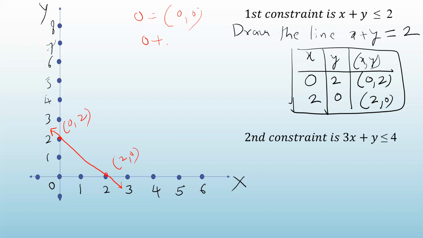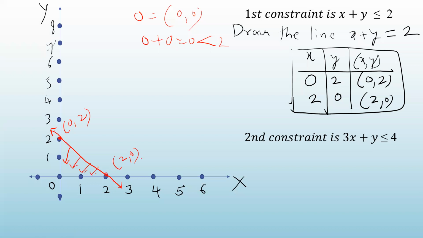So 0 plus 0 will give me 0. What is my right hand side? It is 2. Look at the relation between 0 and 2. You know that 0 is less than 2. So that means the region where this point (0, 0) belongs is given by x plus y less than 2. So x plus y less than or equal to 2 is the region which I am denoting by the red arrow.